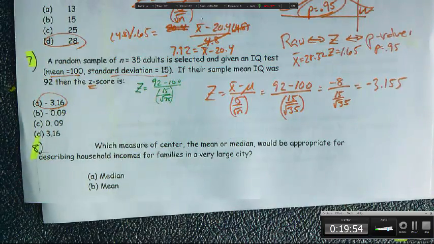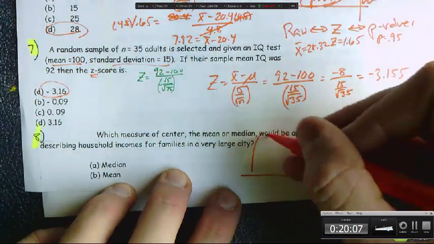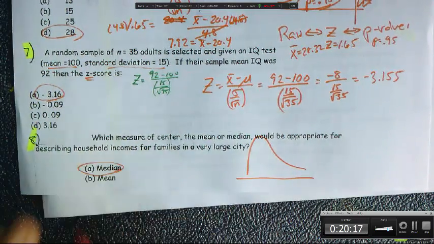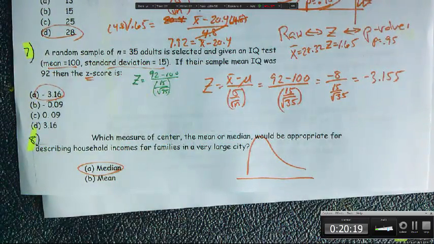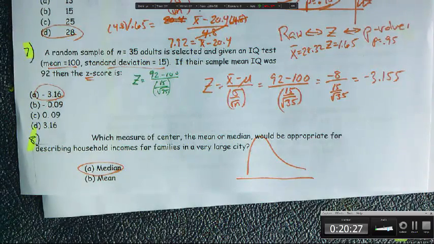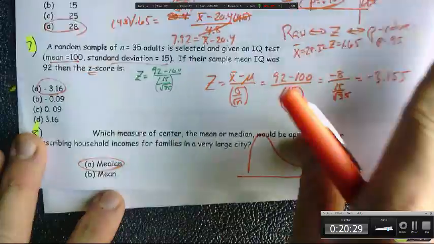Which measure of center would be appropriate for describing household incomes for a family in a very large city? It does not matter where you do incomes. Anytime you do income, what kind of distribution is the data going to be? It's going to be skewed data. You're going to have a bulk of the people making little money, a few people making a lot of money, throwing off the measure of center, forcing us to use the what? Median. Okay, that's second day of class. We went over that. Median is always better, but when it's normal, the median and the mean are the same.